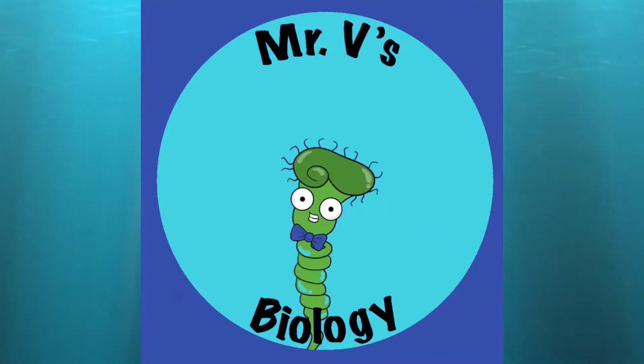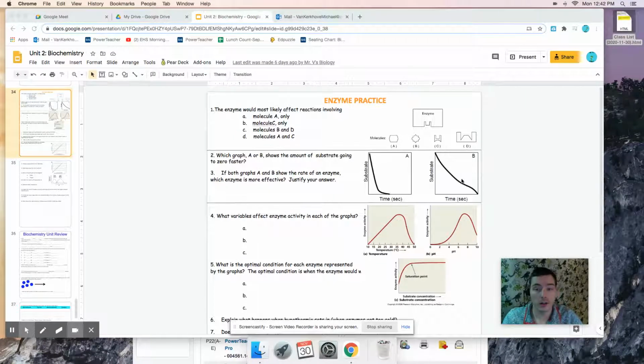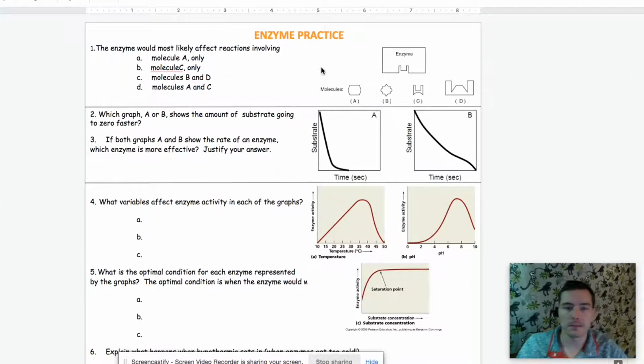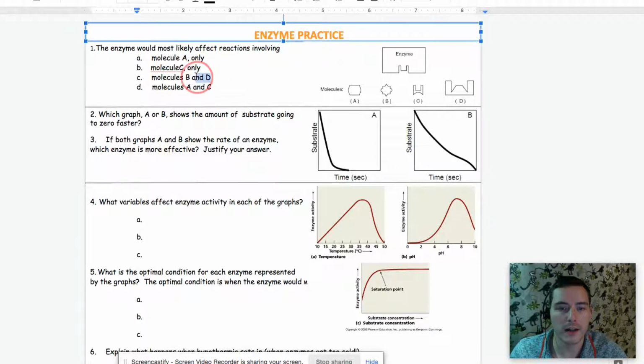Mr. V's Biology. So we are going to do some enzyme practice today. And so we are in the Unit 2 Biochemistry packet on the enzyme practice page. So number one, the enzyme would most likely affect reactions involving which of these molecules. So if I look at the enzyme, I can see that the active site looks like this. So I know that the answer is going to be substrate letter C only.